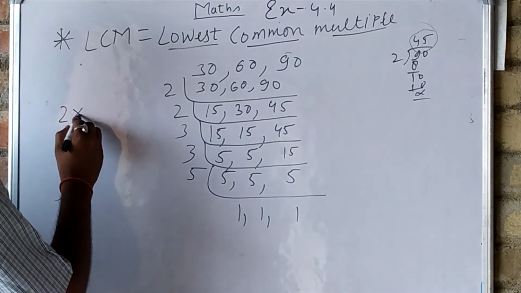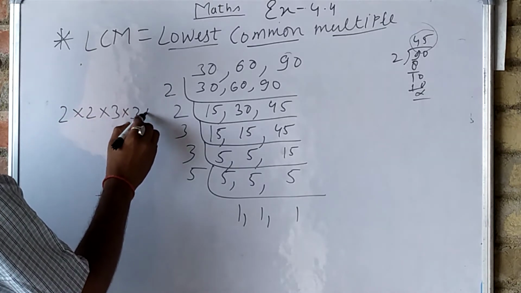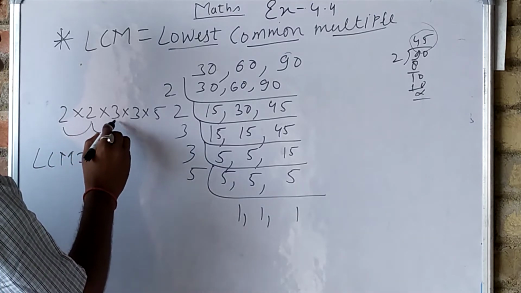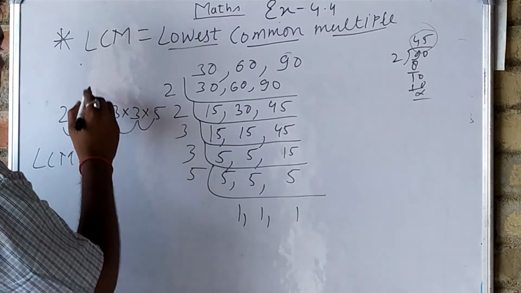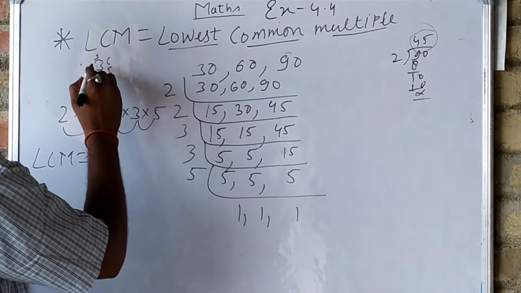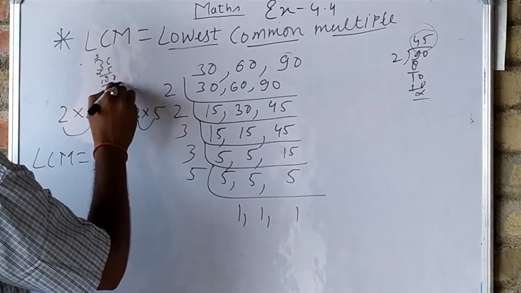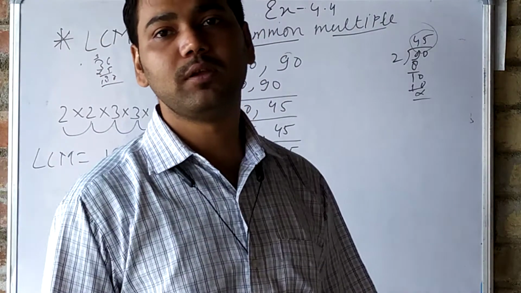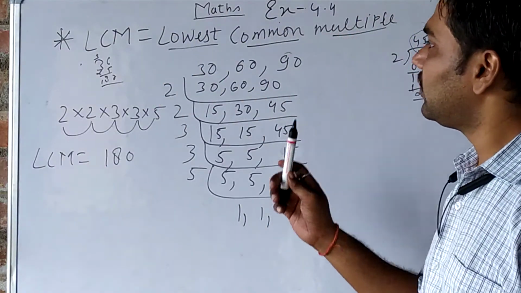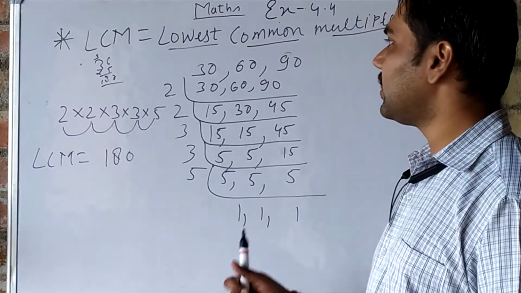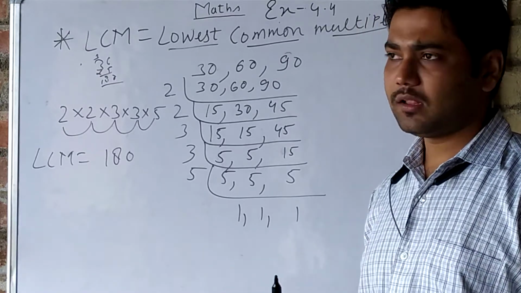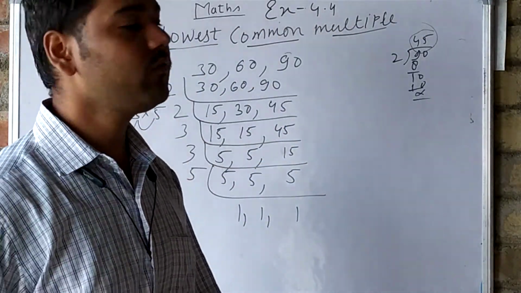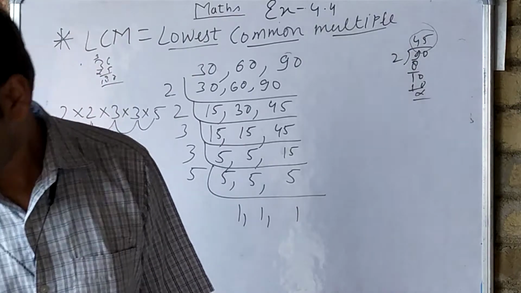So now we will multiply it: 2 into 2 into 3 into 3 into 5. So LCM will be 2 2s are 4, 4 3s are 12, 12 3s are 36, 36 into 5 we have to do. 5 6s are 30, 5 3s are 15, plus 3, 180. So 180 will be the LCM. So this is how we have to find LCM. So you have learned 2 methods: first to find HCF and second to find LCM.